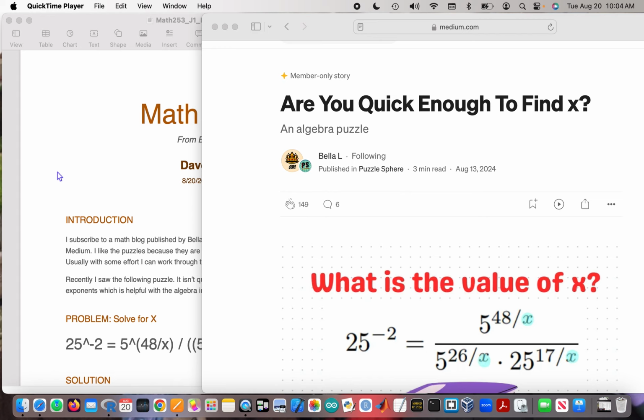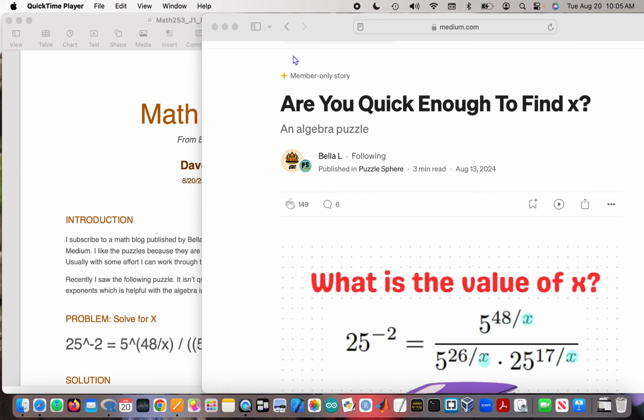If you're watching this, you're probably in Math 253 Fall 2024. This is assignment J1EC2, and the question is, as you can see on the screen, what's the value of x? And if you're good with exponents, this problem is not too hard.